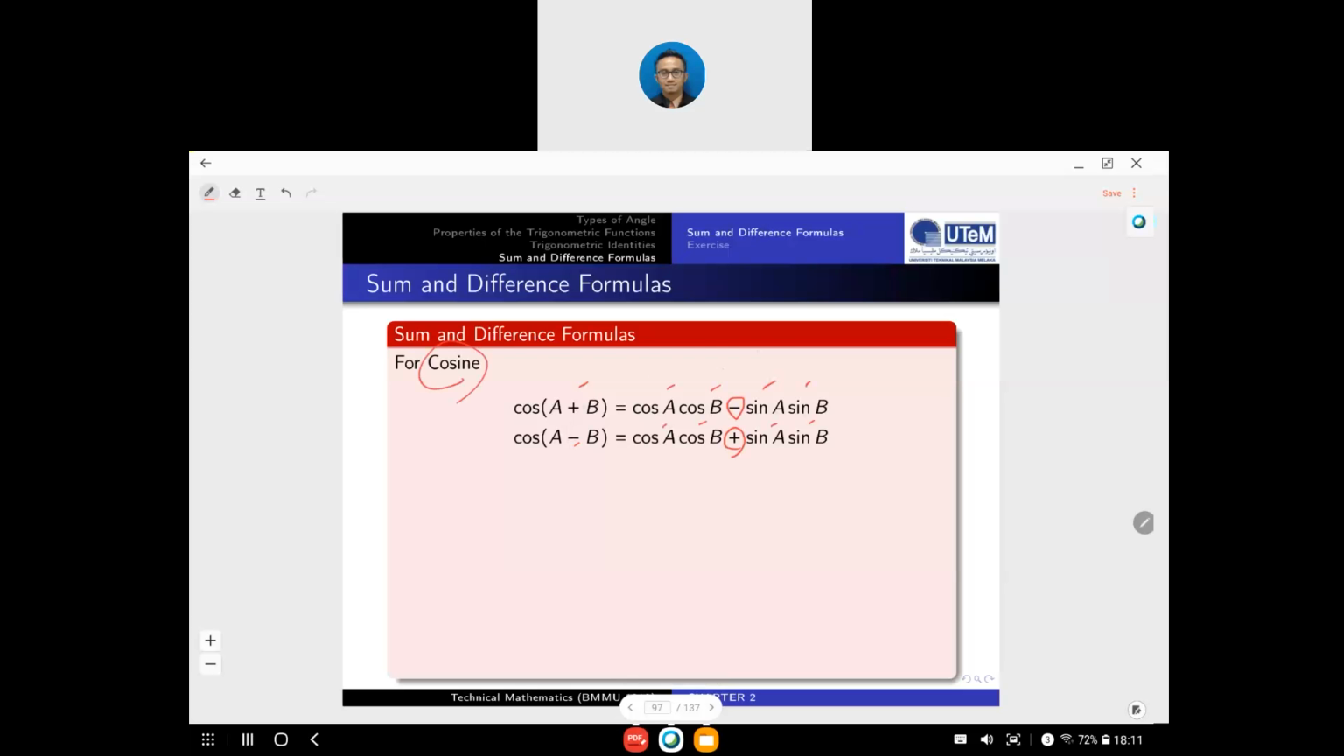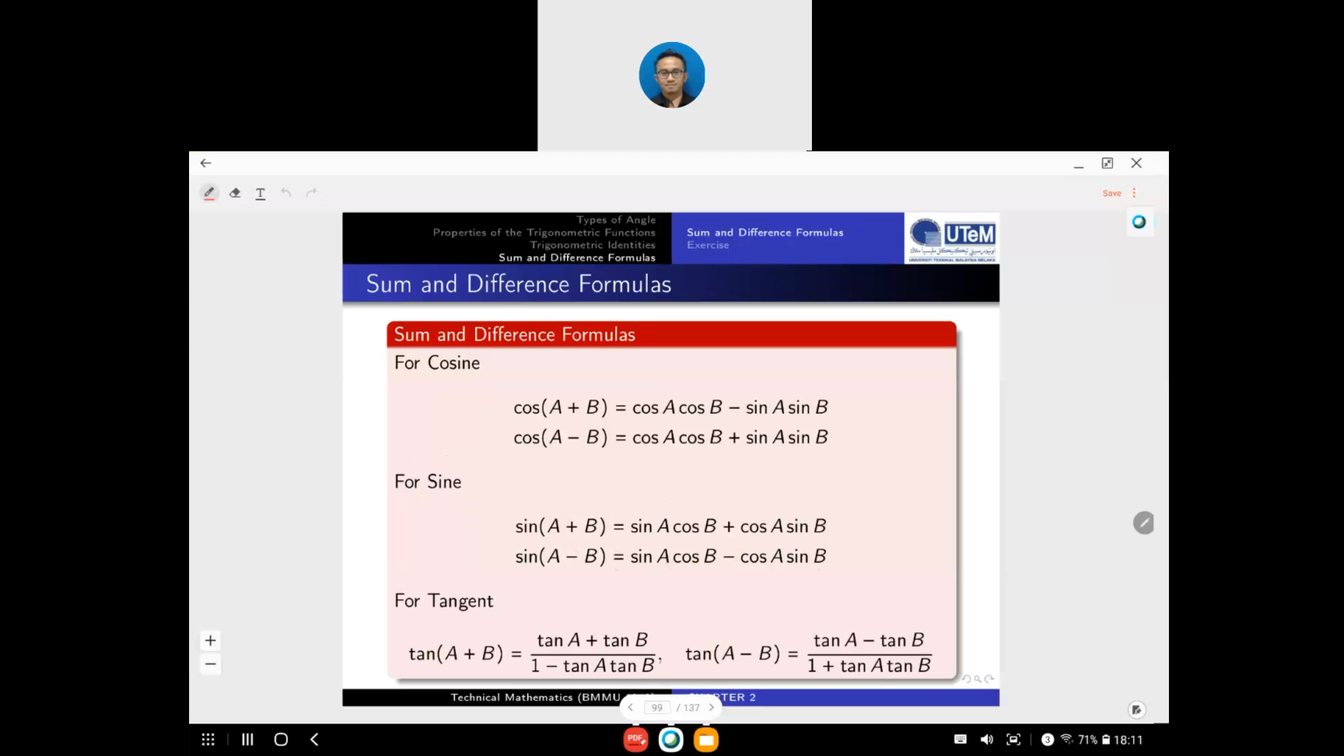Okay, and then what happen if you want to find for sine? Okay, for sine, if you have sin A plus B, it is become sin A cos B plus cos A sin B. Okay, sin A minus B is equal to sin A cos B minus cos A sin B. So this one formula for sine, and the last one formula for tangent. If you have tangent A plus B equal to this one, and then tangent A minus B equal to this one. Okay.